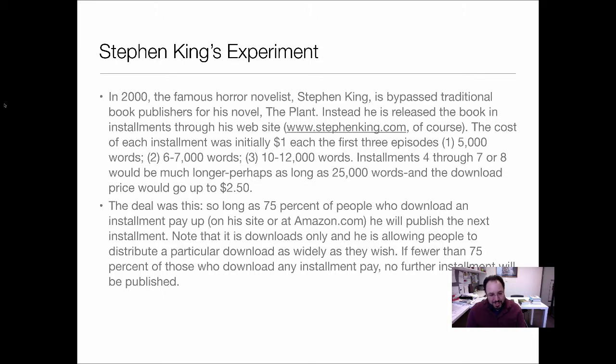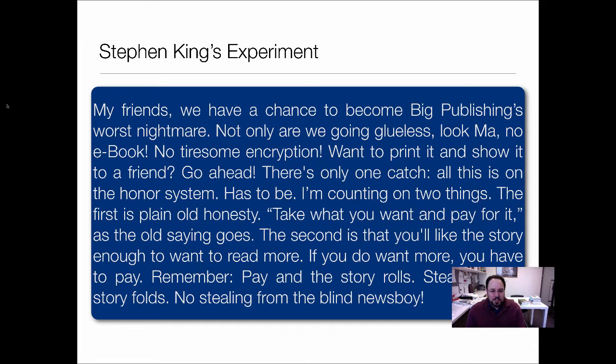He gives one installment out, and he can measure how many downloads there were and how many payments there were. If 75% of the people who download it pay, he would publish the next one. If you got less than 75%, that's it. No more. So no one gets to hear what happens in this book. Okay? It was an interesting experiment. And he put it this way: my friends, we have a chance to become big publishing's worst nightmare.